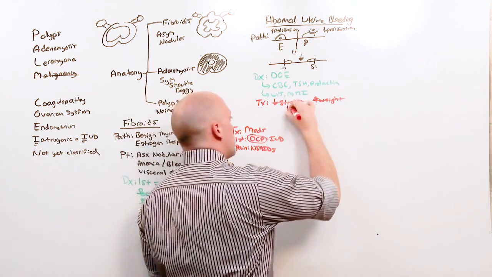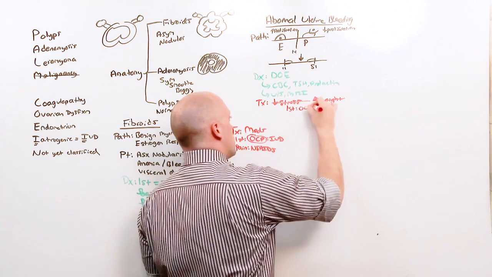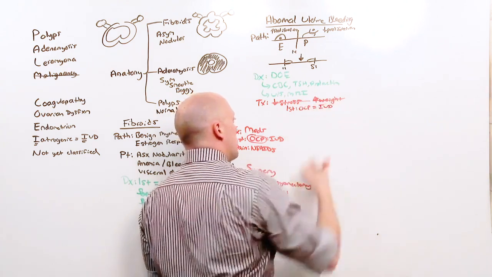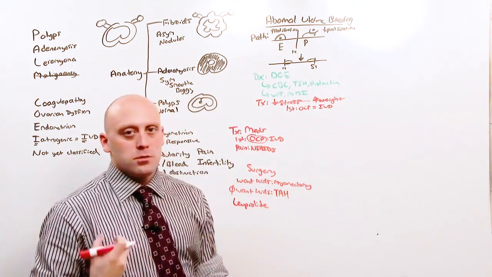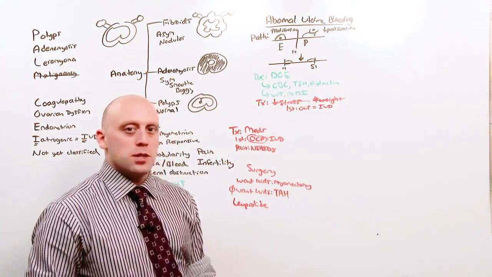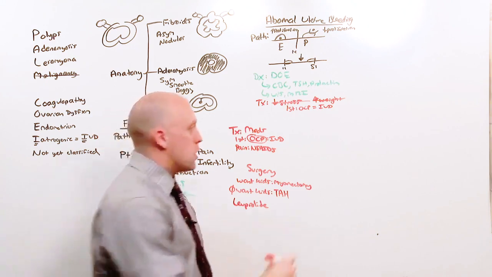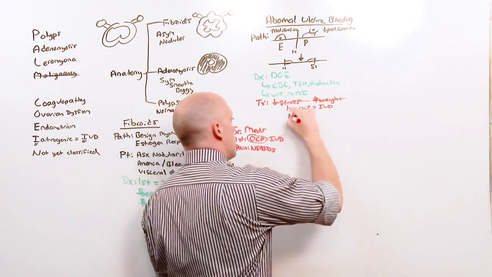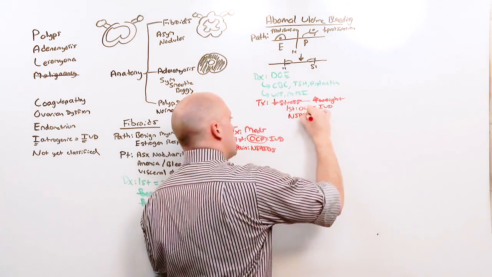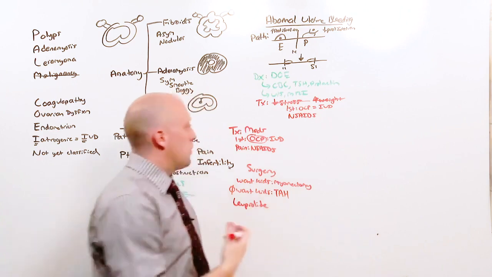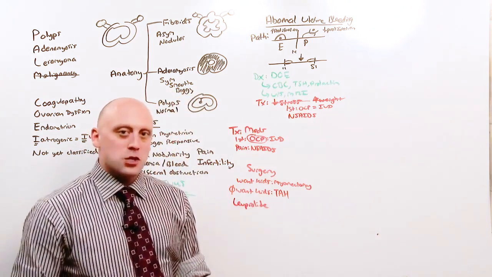As with fibroids, the first line is OCPs, and OCPs equal IUDs. Take over the cycle, don't let her body do what it naturally does, stop the bleeding. You can also use NSAIDs. And NSAIDs, unlike in fibroids, which are mainly for pain, NSAIDs can actually reduce bleeding.